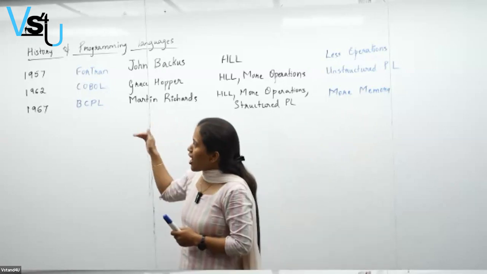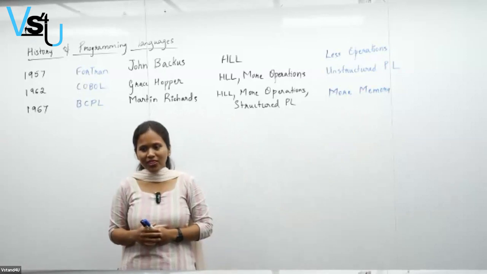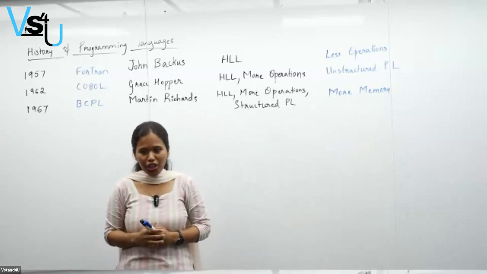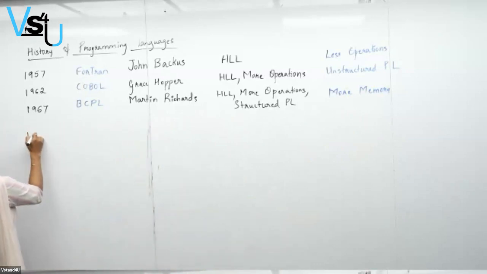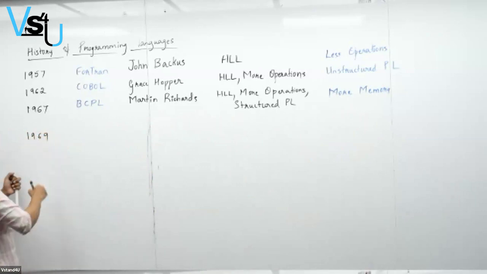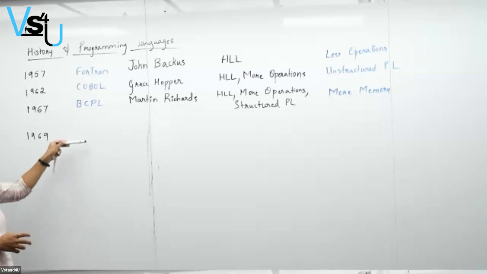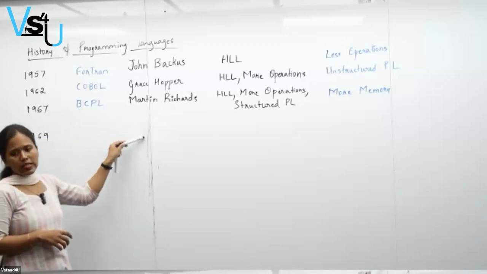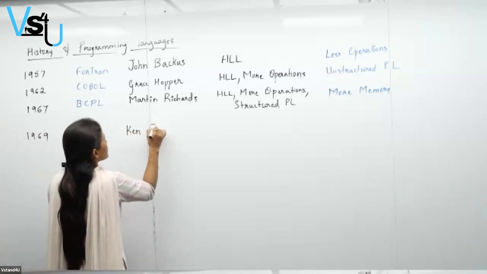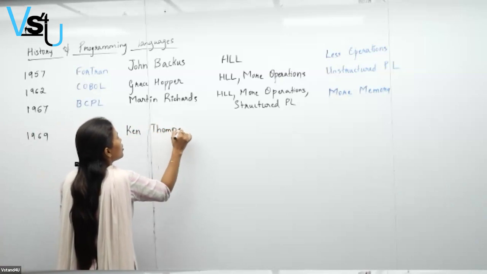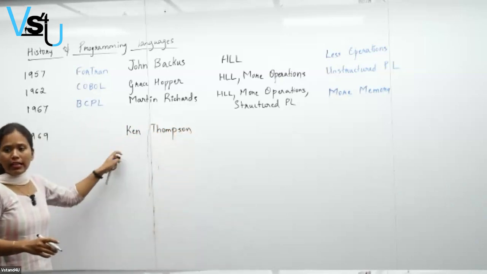Then another language came. Which is that language? It came in the year 1969, just after 2 years. Are you all getting it? Just after 2 years, one more language got invented. Before I tell you the name of the language, I will tell you who the person is. The name of the person happens to be Ken Thompson.